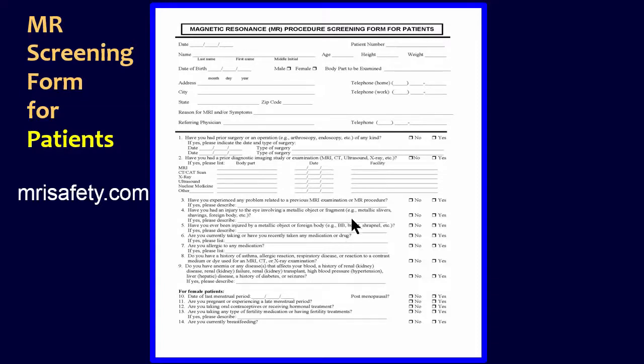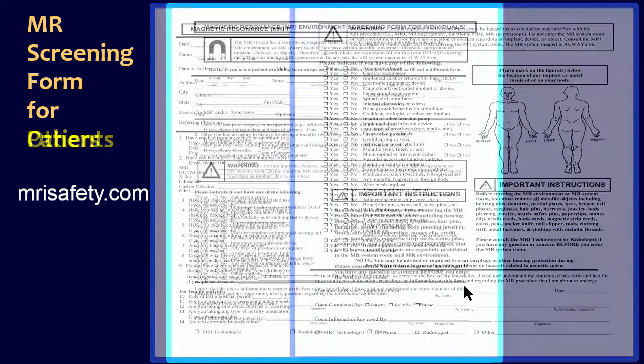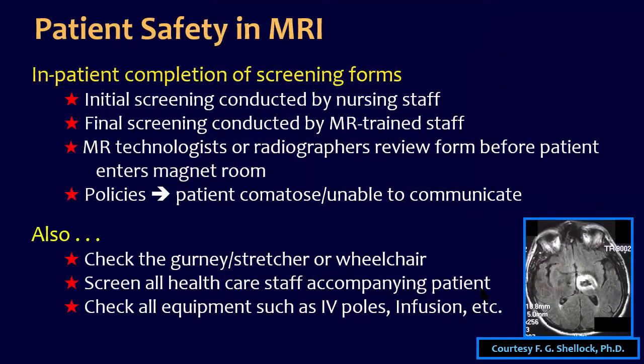So this is just an example from Dr. Shellock's website. He has a 2-page screening form there. You can download that. You can also download screening forms in other languages, I believe in Spanish, and I'm not sure exactly at this time what else. But then you should also have a shorter version for people that are going to work on the lights or whatever they're going to do in the magnet room, or for a spouse or a parent who has to go into the magnet room to be with their child or other family member. That's important to have.